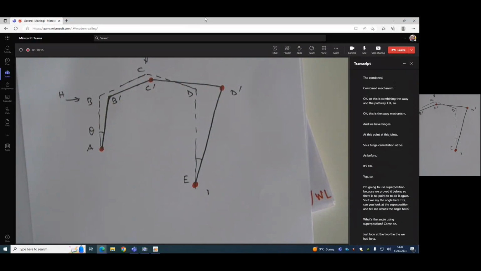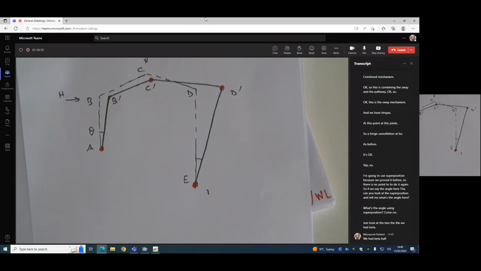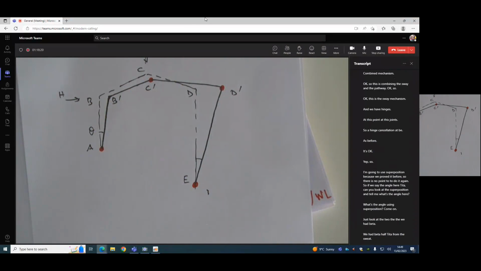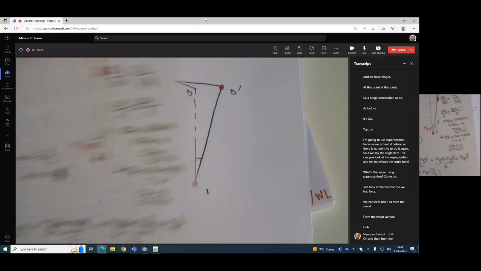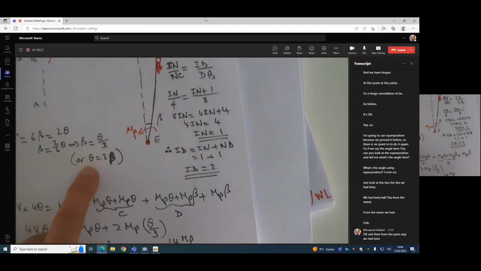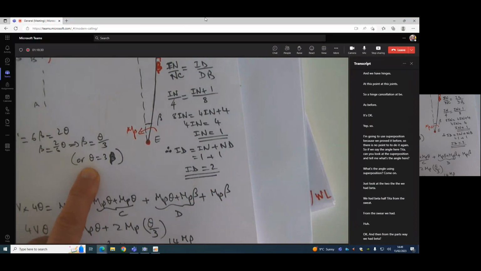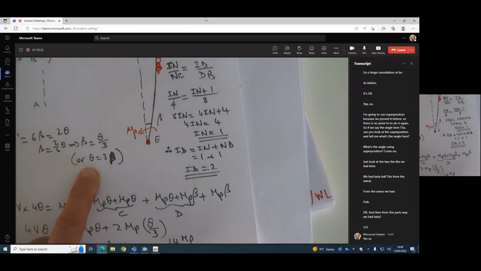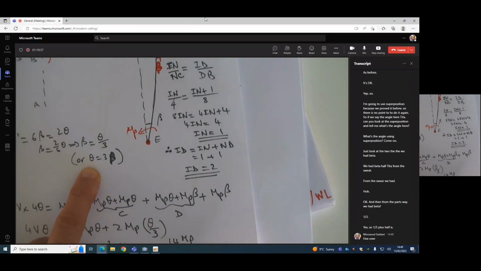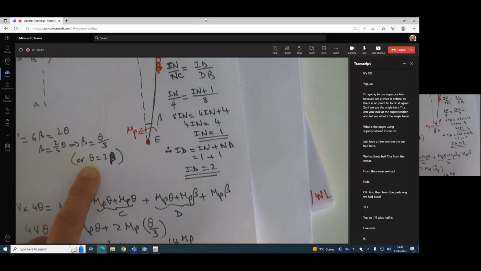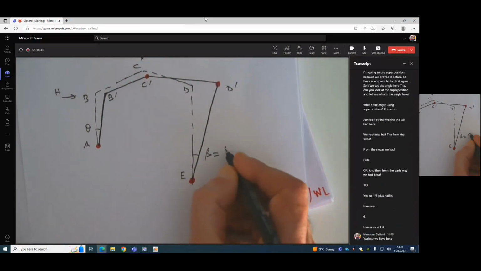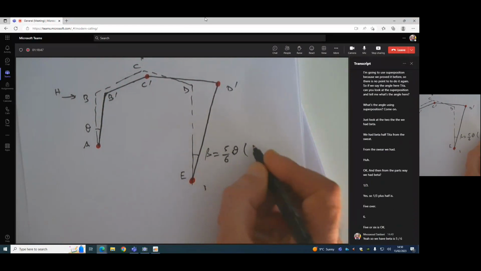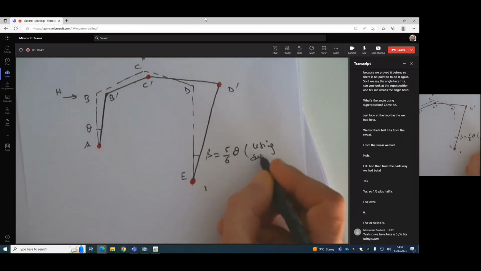beta half theta from the sway. From the sway, we had half. Okay? And then from the part sway, we had beta a third. Yes? So 1/3 plus half is 5/6. Is that okay? Yeah. So we have beta is 5/6 theta using superposition.